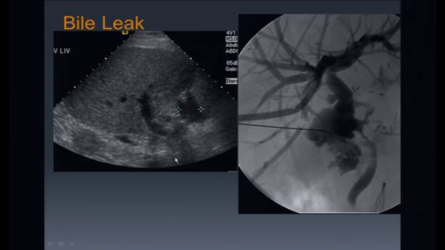And this is an example of a bile leak. We see here there appears to be a fluid collection at the liver hilum. Remember that patients with liver transplants do not have gallbladders, so this is not a gallbladder. And this cholangiogram shows a leak of contrast from the bile duct at the anastomotic site. This is usually treated by stenting or sometimes percutaneous drainage of the biloma.